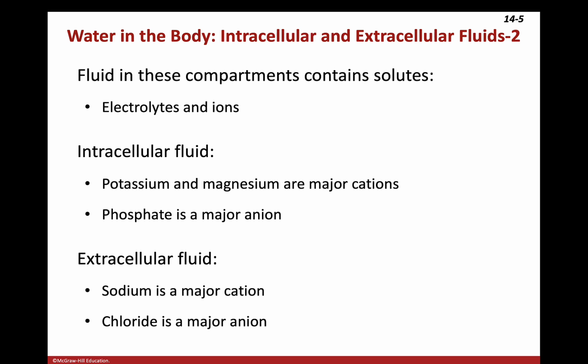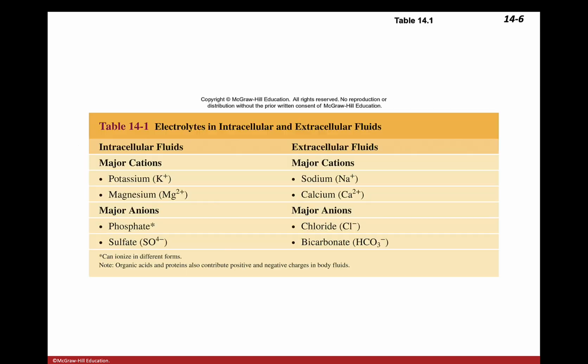Now, the other thing to keep in mind here is there are going to be ions dissolved in this water. If we look at intracellular fluid, the major cations are going to be potassium and magnesium. The major anion is going to be phosphate. When we compare that to extracellular fluid, sodium is the major cation and chloride is the major anion we find in extracellular fluid, or that fluid outside of our cells.